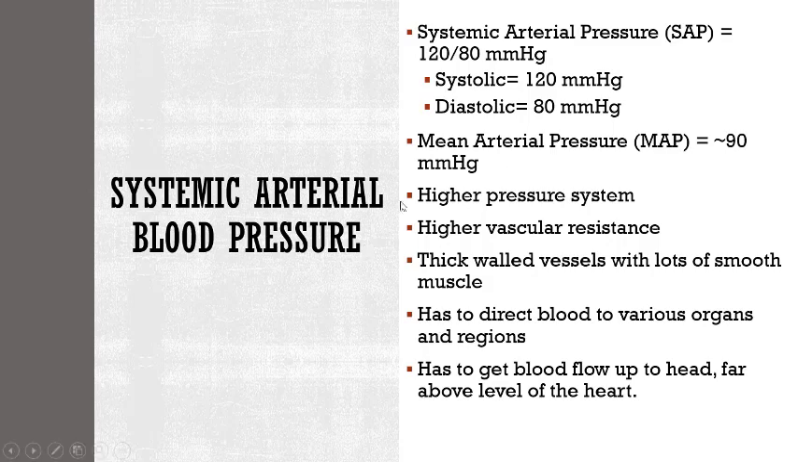Your systemic system is that higher pressure system. So these numbers are higher than your pulmonary arterial pressure because now we're in the systemic circulation. We're talking about a higher pressure system. There's higher vascular resistance. And again, you can just think about that by the fact that you have blood that is leaving your heart, going all around your body, and then coming back to your heart. So it's going to face a lot more vascular resistance just because think about all the areas it has to go. You're going to have thick-walled vessels with lots of smooth muscle.